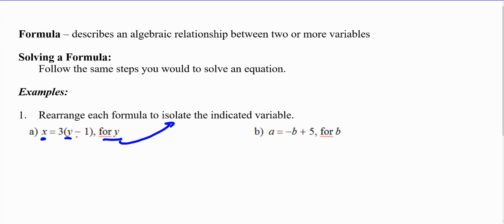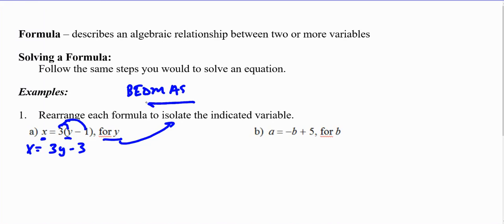The first thing we want to do is recognize that we want to get rid of the brackets. That was one thing we learned yesterday. So I don't think I'm going to touch the x yet. There's nothing to do there. We're going to distribute the 3. So 3y minus 3. Okay, now what's happening to y? Well, the y is being multiplied by 3 and subtracted by 3.